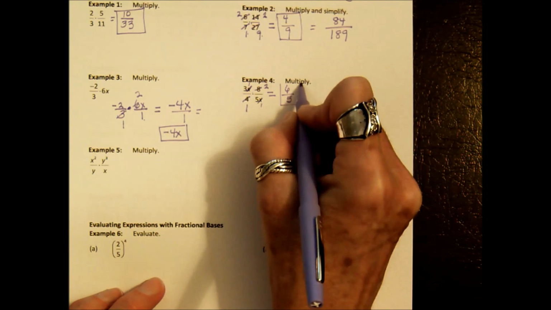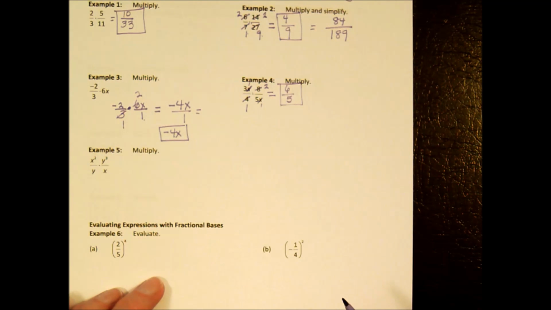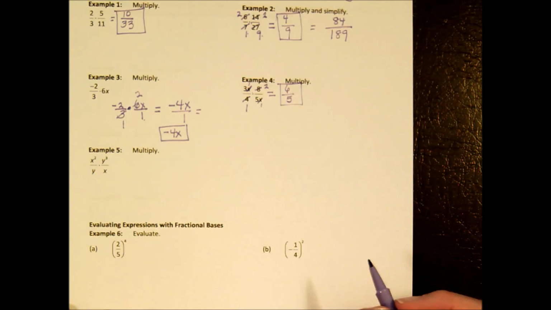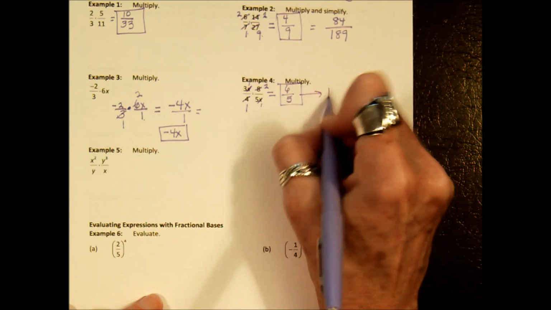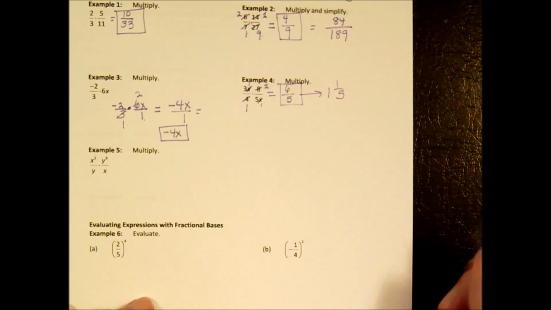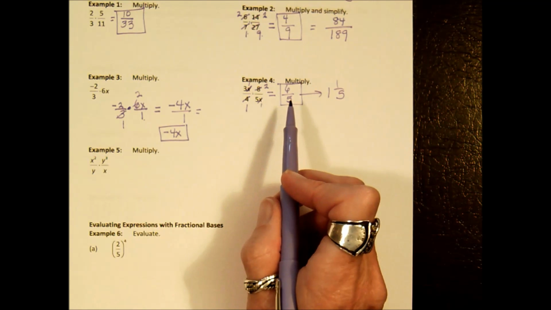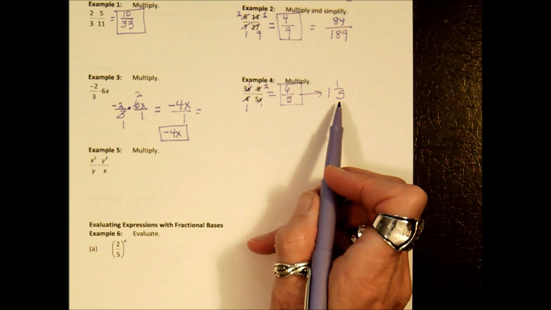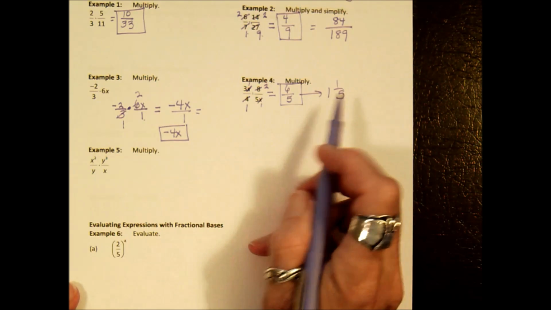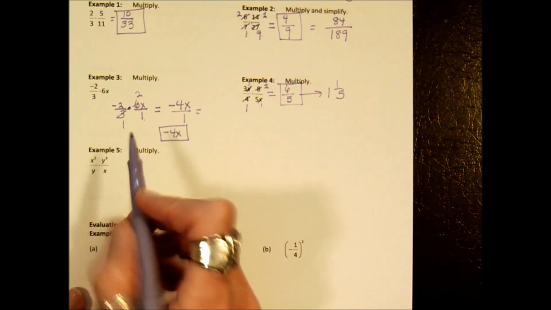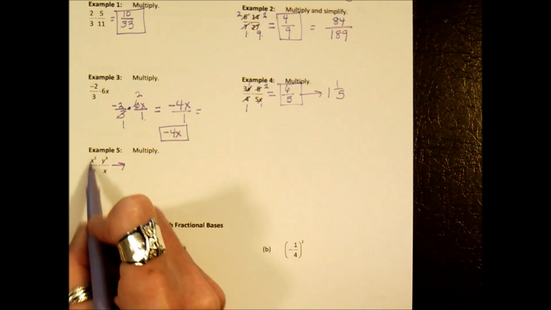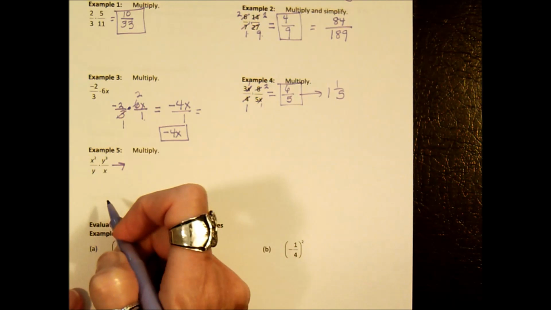And notice I am leaving my fraction as an improper fraction rather than changing it to a mixed number. In algebra, the improper fraction is much easier to work with than is the mixed number. All right, in example 5, all we have are variables, no numbers. So how does the cross-canceling work?